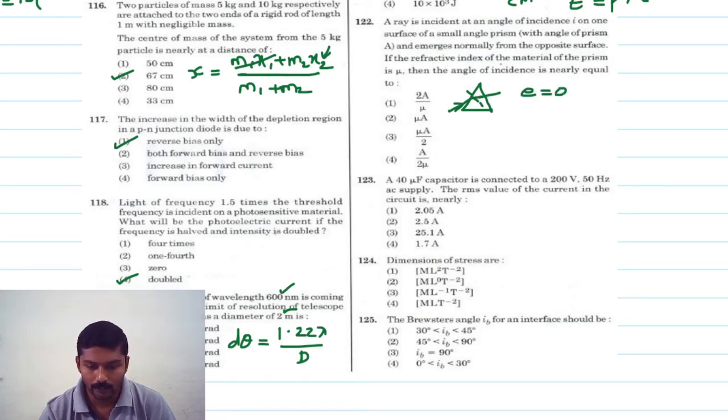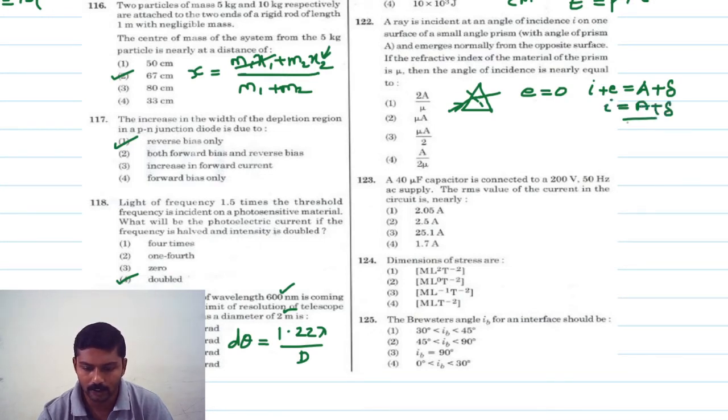Yes, if the refractive index of the material of the prism is nu, then the angle of emergence is equal to 0. But you already know that angle of incidence plus angle of emergence is equal to the angle of the prism plus the angle of deviation. Angle of emergence is equal to 0 means I will be equal to A plus delta. Now let's look at the refractive index equation. Nu is equal to sine of (A plus delta) divided by 2, divided by sine of A by 2.